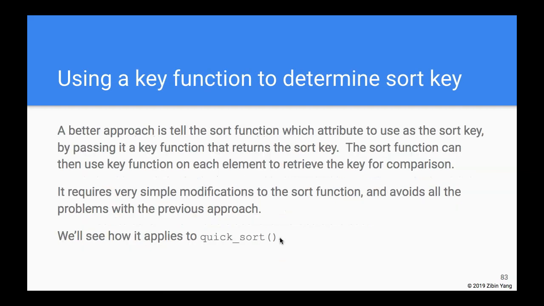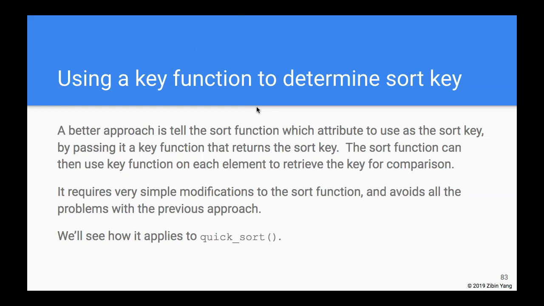So what is a better approach to sort a user-defined type by different attributes? Well, we can tell the sort function, such as quicksort, which attribute to use as the sort key if we give it a key function that will return the sort key. And then the sort function would apply that key function on each of the elements so that it gets the key for comparison. This actually requires a very simple modification to the sort function, and it would avoid all the problems that we just talked about with the previous approach.